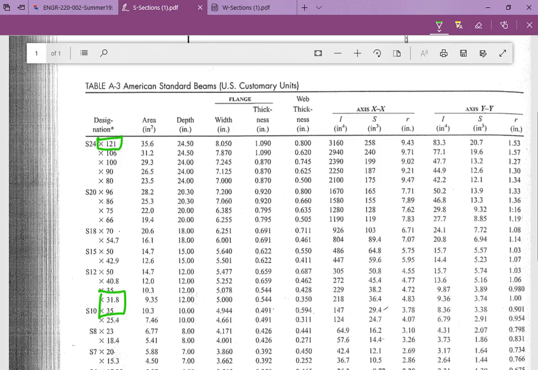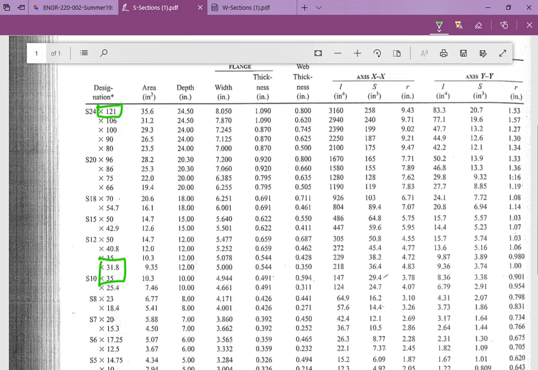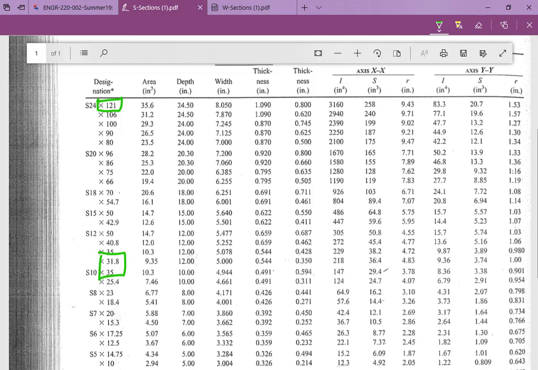weight per foot. In general, though, it would still be the same relative number if we had a slightly different type of steel. The number here, 31.8 or 35, would still be smaller and larger for those two beams. It just may not be exactly 35 pounds per foot if we had a different alloy of steel. But in general, these numbers will be correct. We're going to assume that it's just our plain old structural steel.